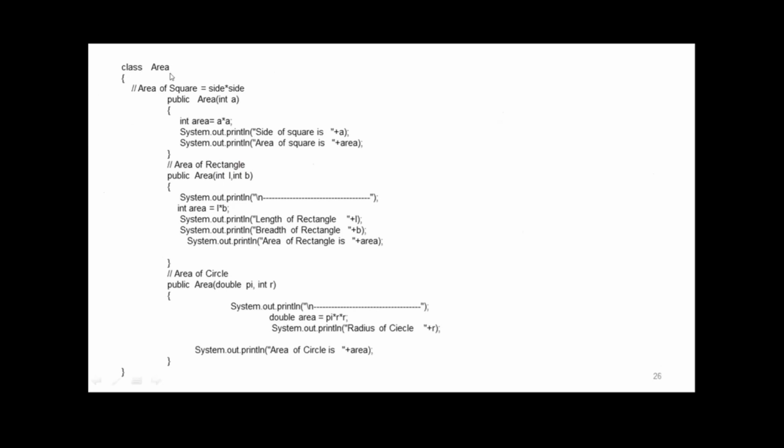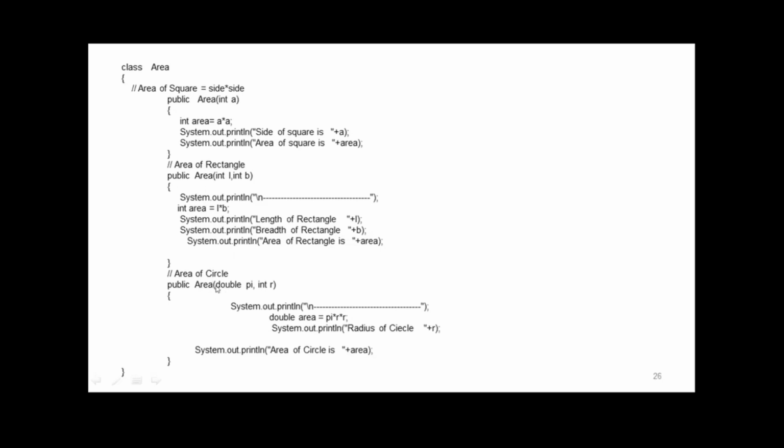Suppose we have one class, Area. I want to calculate the area of 3 different shapes. Suppose I want to calculate the area of a square, the area of a rectangle, and the area of a circle. When I'm calculating, see, the name is the same in every constructor. Area, right?